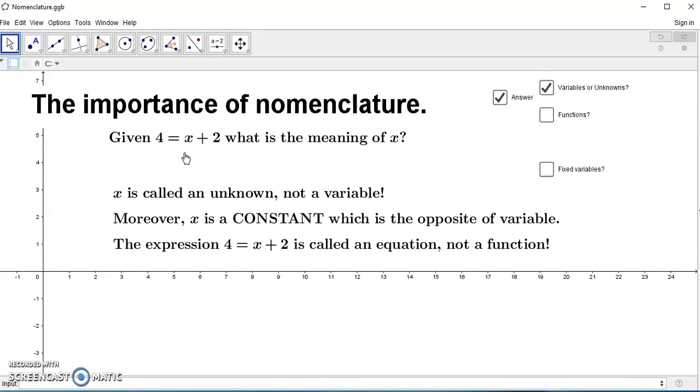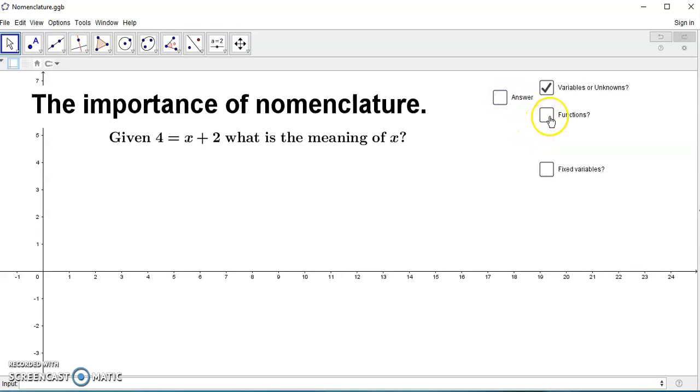The definition of 4 is x plus 2. So in this case here, the only value of x that will satisfy this expression is 2. So x is really a constant and not a variable. And even if there are more values than just one value of x, those values are also constants. They're not variables, okay, because they do not vary. So this expression here is called an equation. It's not a function or anything else. This here is called an equation or an identity, okay?